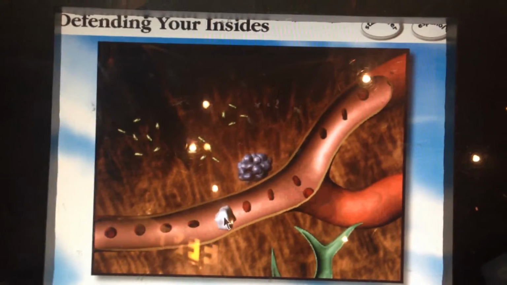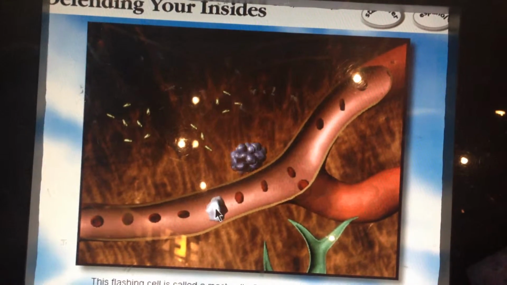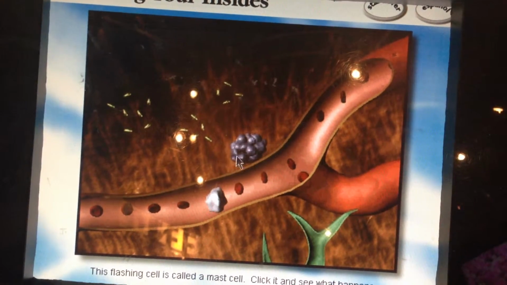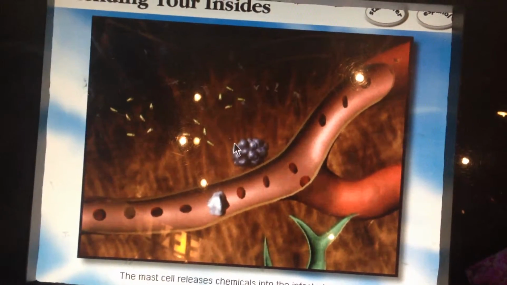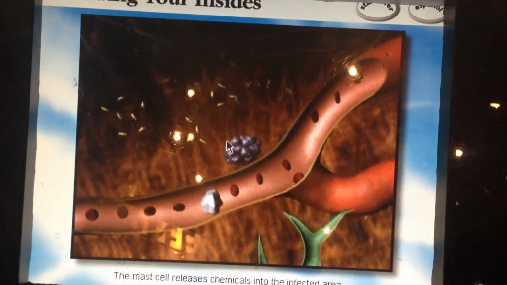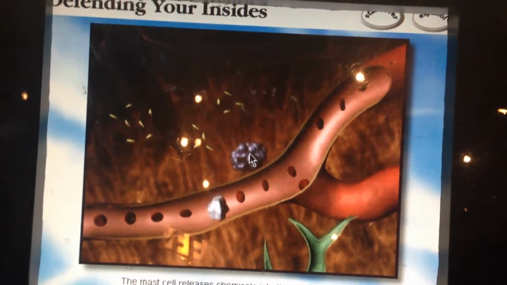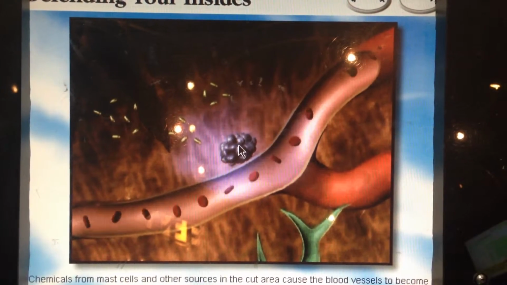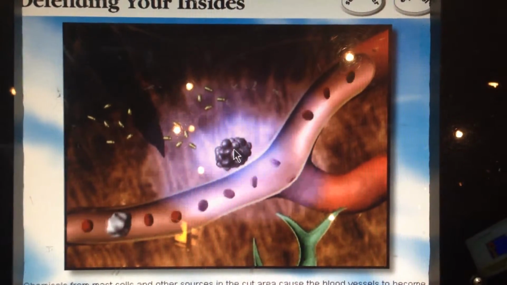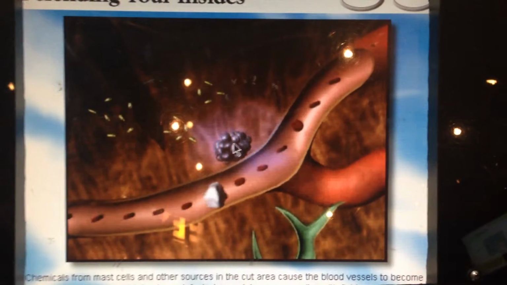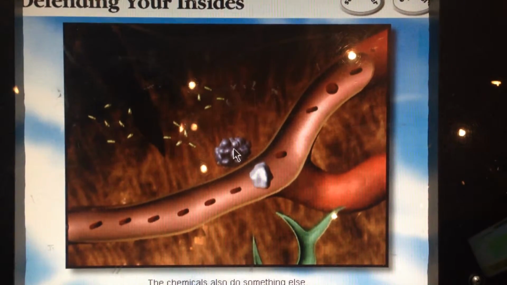This flashing cell is called a mast cell. Click it and see what happens. The mast cell... chemicals from mast cells and other sources in the cut area cause the blood vessels to become leaky, which is why an infected wound becomes swollen with fluid. The chemicals also do something else.